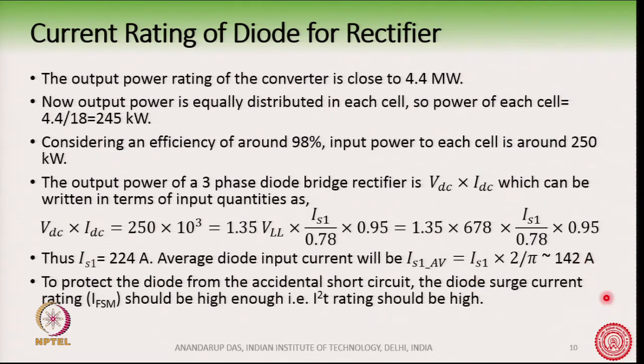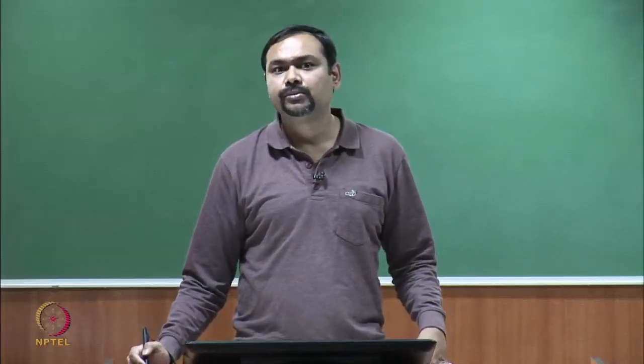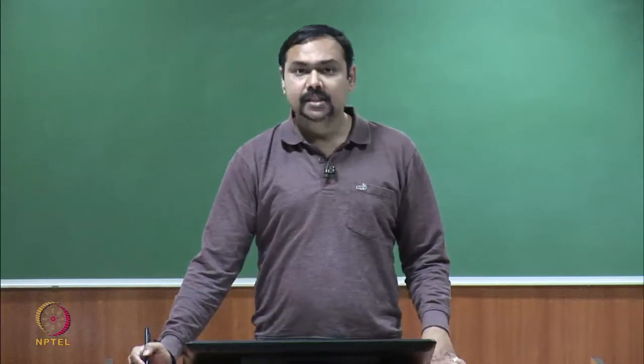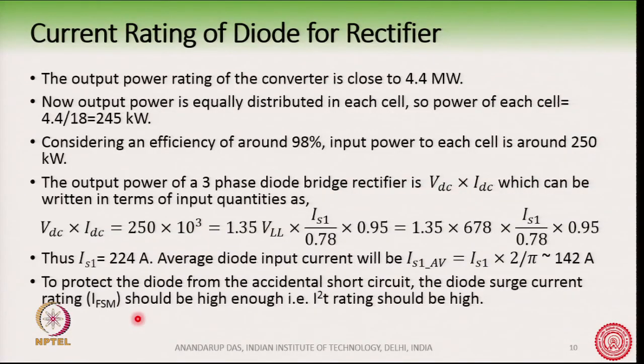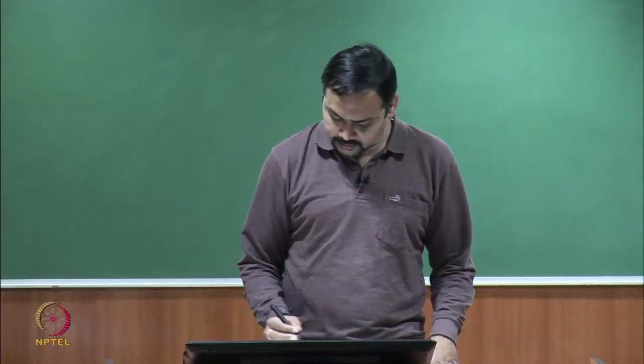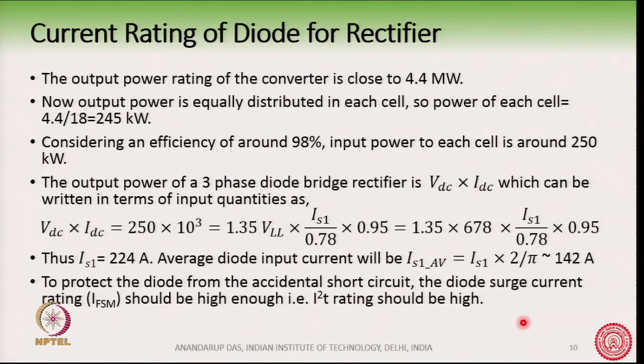This is what is given in the data sheet of diode rectifiers, and accordingly you can choose which diode to use. Again, the diodes have to bear the accidental short circuit current, and the diode surge current IFSM should be high enough. IFSM of diodes are very high. So, diodes and thyristors both have a very high surge current rating as compared to, for example, IGBTs. This favors the diodes, and rectifier class diodes are used frequently because they can sustain the short circuit current. So, remember this I square T rating also you should check.